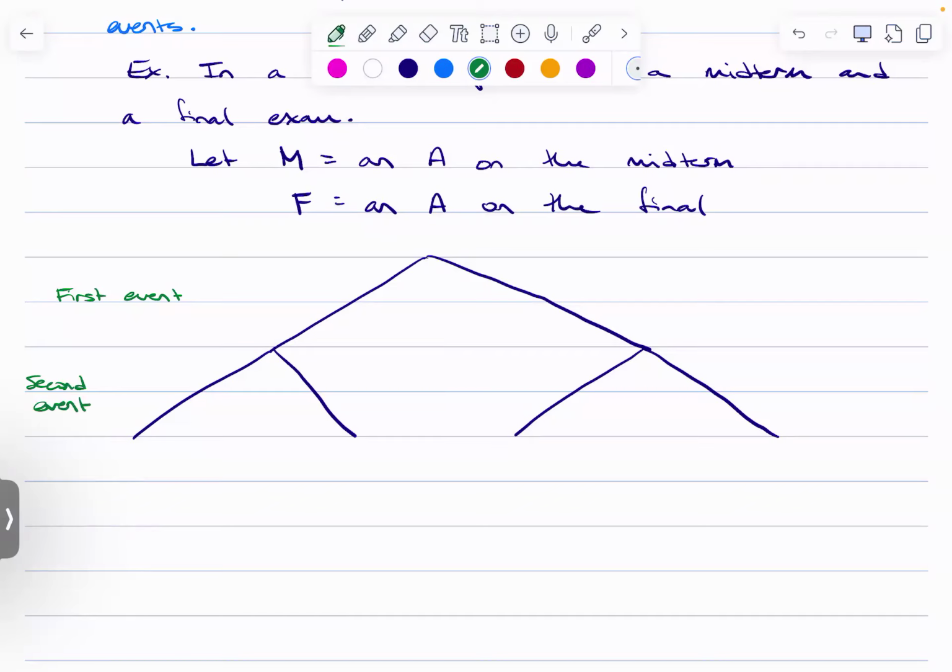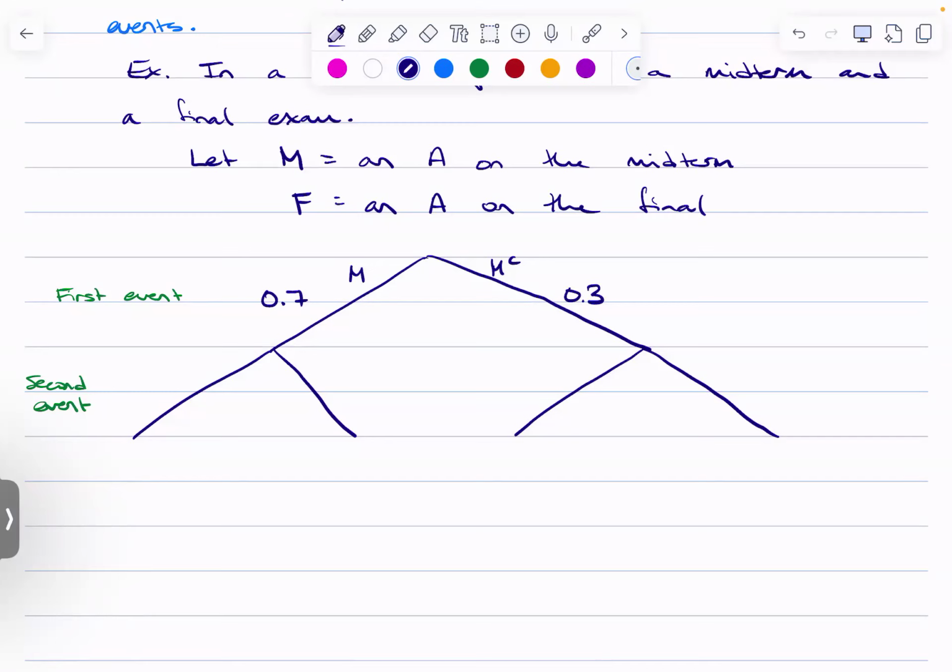So I call them kind of 2 layers, essentially. Now your first event is the midterm. First you write the midterm, and you either get an A or you don't. So I'll write M or the complement of M. What if I tell you the probability that a student gets an A on the midterm, I'll make it up, is 0.7. Pretty good. What does that mean? It means the probability that you don't get an A on the midterm must be 0.3.